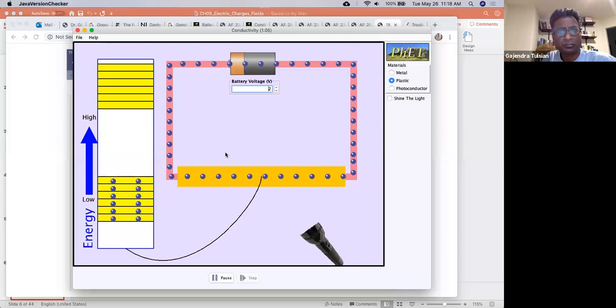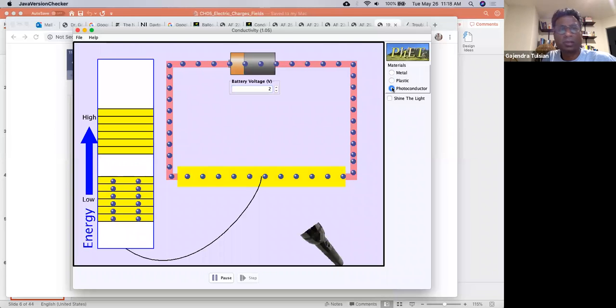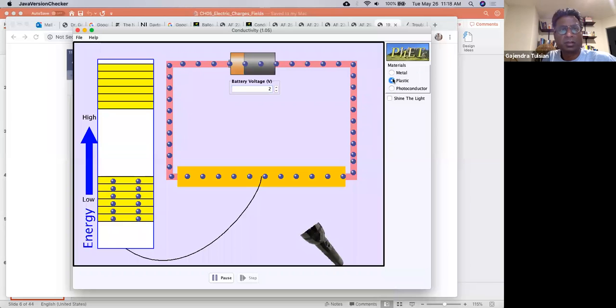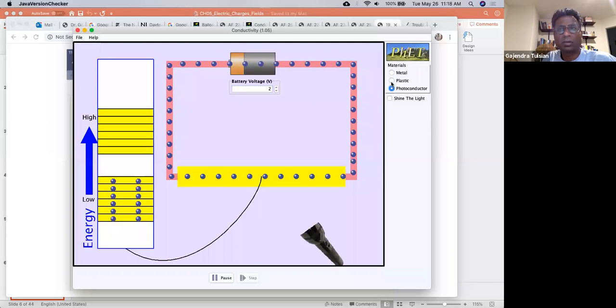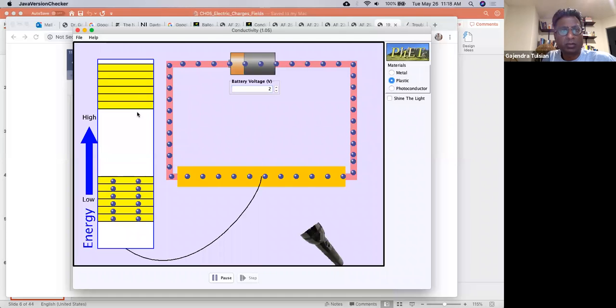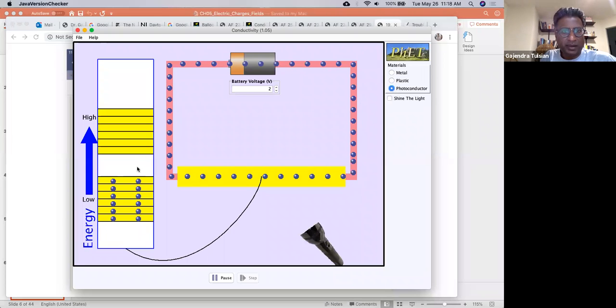Now let's look at a photoconductor. The difference between plastic and the photoconductor is the following. In plastic, the band gap was quite large. Now, if the band gap is small, if you could excite these electrons into these levels, then you could have the material conducting. And that's what this light could do.